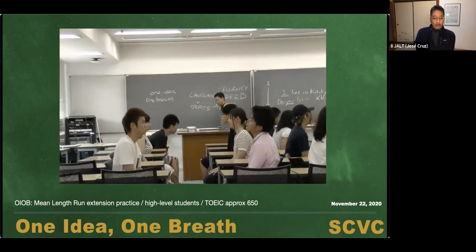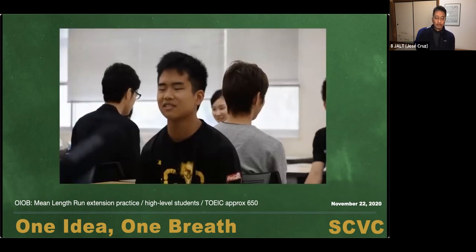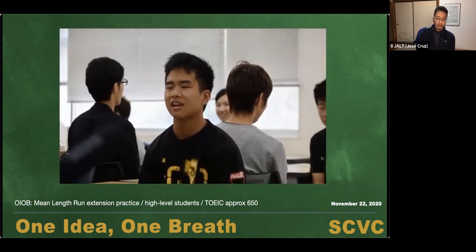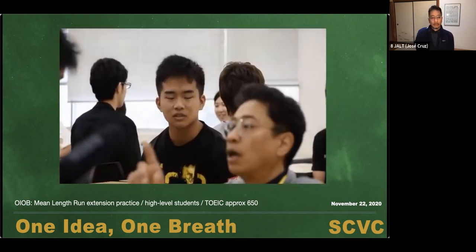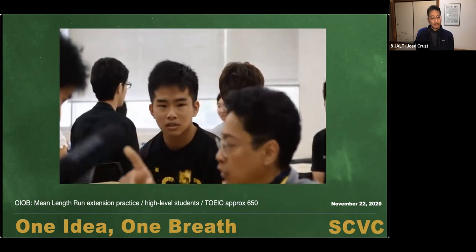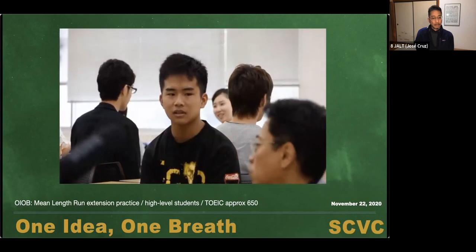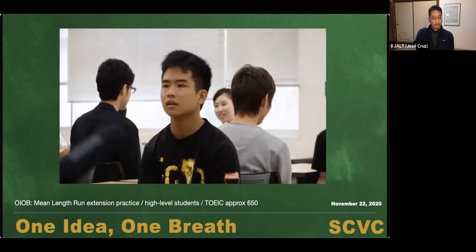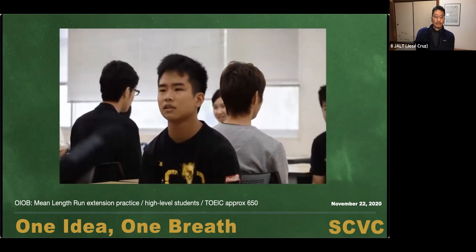I live in Kitakyushu with my sister. Do you live in Kitakyushu with your sister? Do you live in Kitakyushu with your sister? You were going up and down and up and down. So smooth, smooth. Okay. I live in Kitakyushu with my sister.